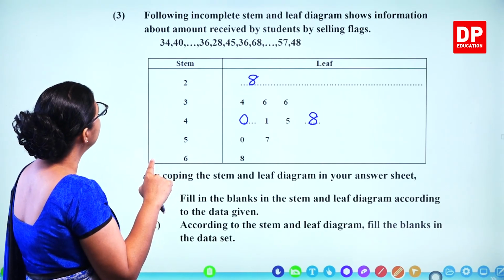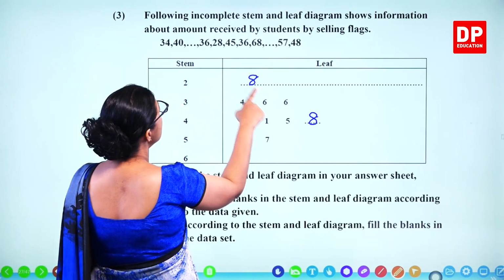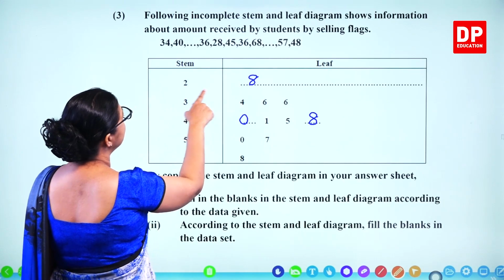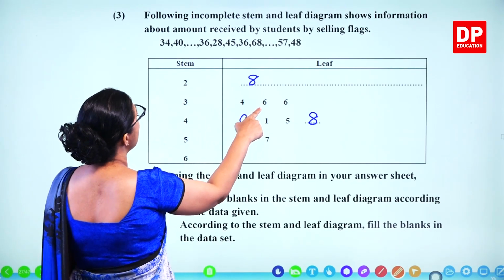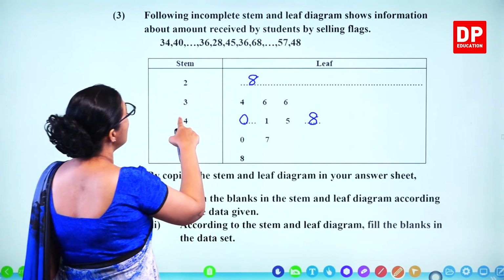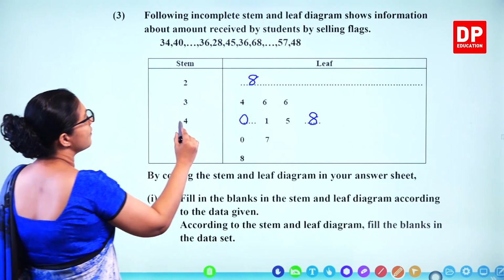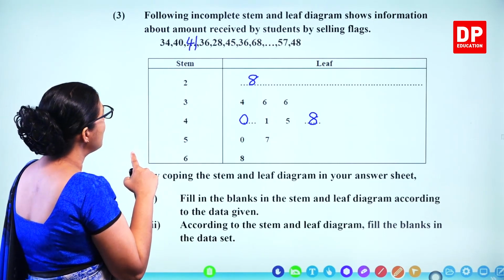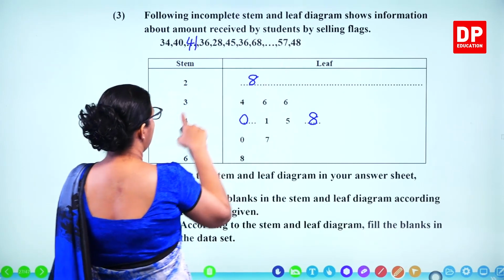Now other way around. So we'll see what information is not given here. 28 is there. 34, 36 is there. Another 36, it's there. 40, 41. 41 is not here, so we can write 41 there. Then 45, it's there. 48, here.